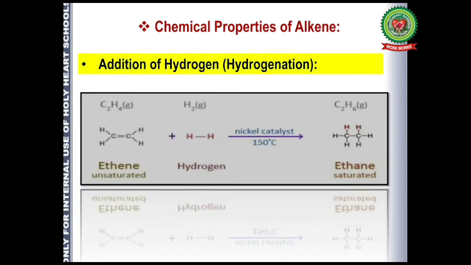Now in this case, this happens in the presence of a catalyst, that is nickel. And the other catalyst that can be used for this case is platinum or palladium. So here, hydrogen molecule adds across the double bond, and this gives rise to ethane. The double bond gets converted into a single bond.